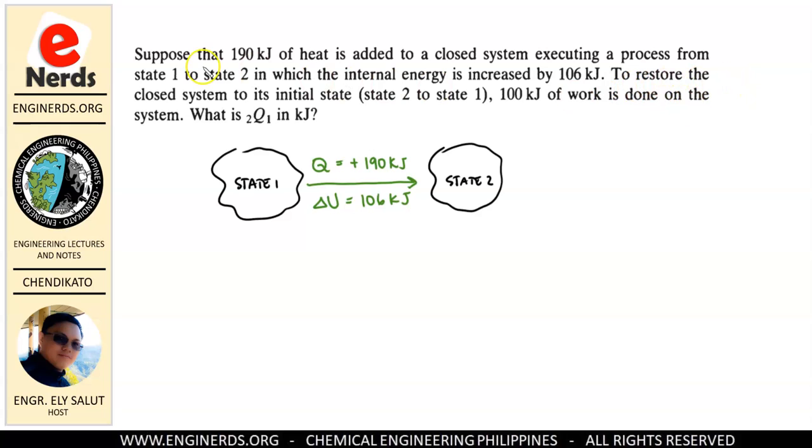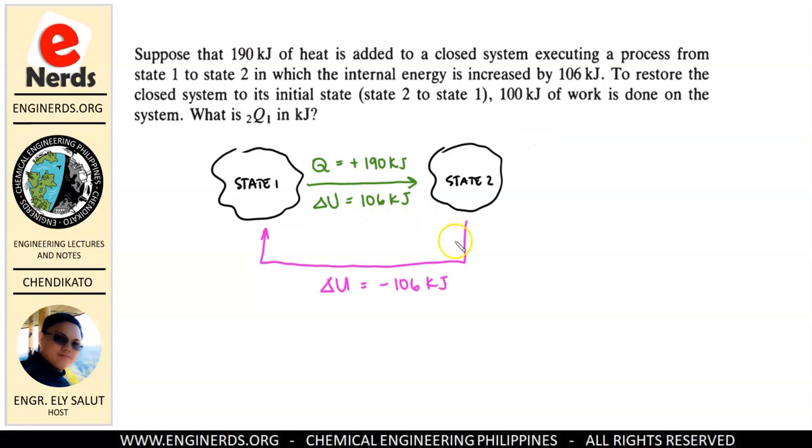This is what happened when we changed from state 1 to state 2. Now, we want to restore the closed system to its initial state. So, we will go back to our initial state, from state 2 going back to state 1. The condition of our system needs to return to state 1. Here, if you remember, our internal energy increased. So, in order to return to our initial condition, we need our internal energy to reduce by 106 kilojoules. It means our delta U here shall be reduced by 106 kilojoules. So our internal energy decreased. And to do that, we introduce work to our system. Work is done on the system.